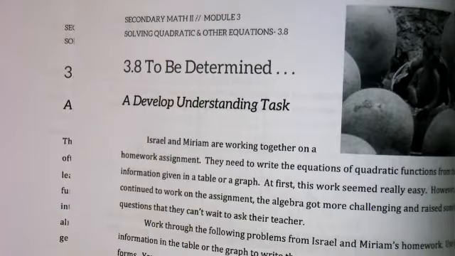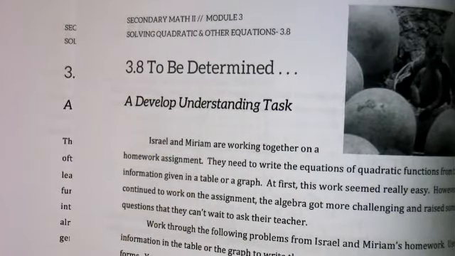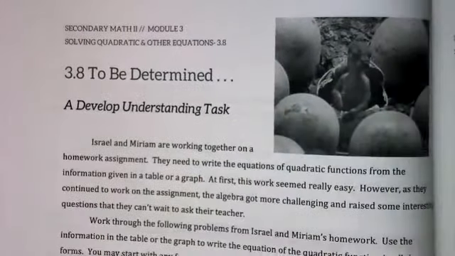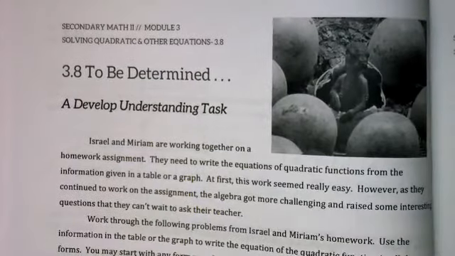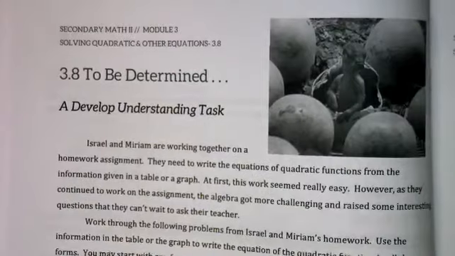Okay, now we're going to be ready to do 3.8, to be determined. This is another develop understanding task, which means 3.8 is the start of a new idea. Let's get started. Israel and Miriam are working together on a homework assignment.